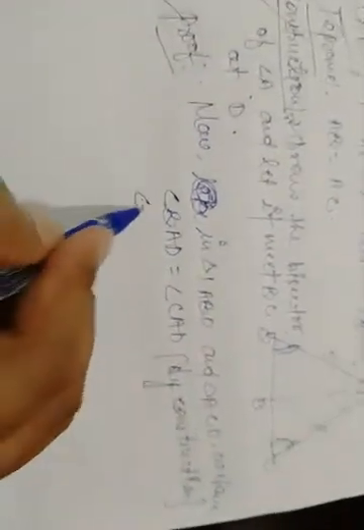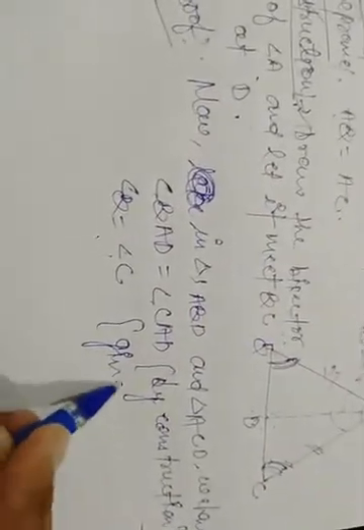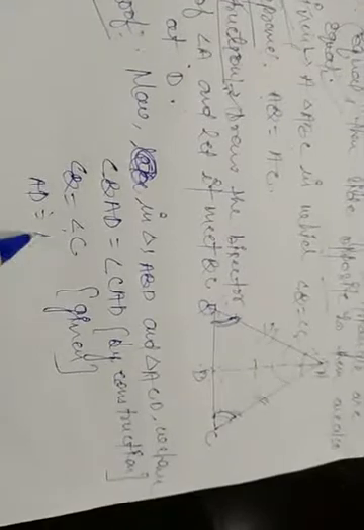And angle B is equal to angle C. That is given, because according to the statement of the theorem, if two angles of a triangle are equal, so here we take angle B equal to angle C. And the non-included side of angle B and angle BAC is AD, which is common in both the triangles. That is, AD is equal to AD.